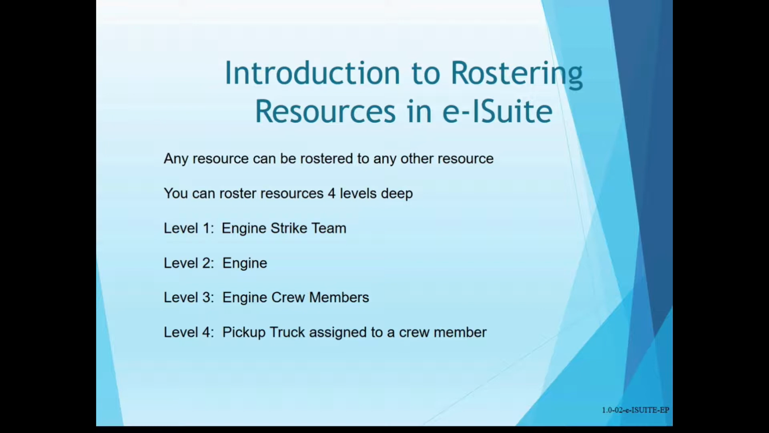A typical hierarchy level of an engine strike team would be as shown on the slide. Level 1 is the engine strike team itself, and it is the parent record for the whole strike team. Level 2 is the 5 engines that make up the major components of the strike team. Level 3 is the engine crew members for each engine, and Level 4 is the pickup truck assigned to a crew member.